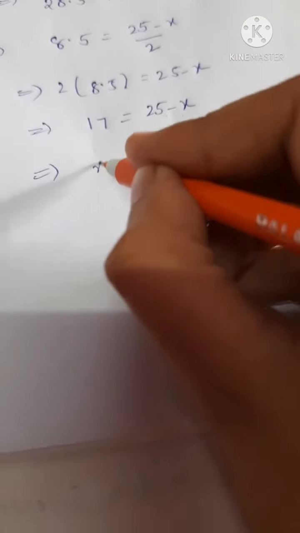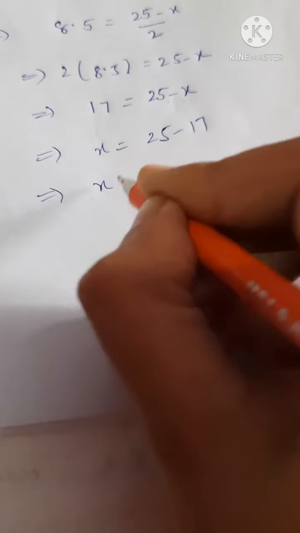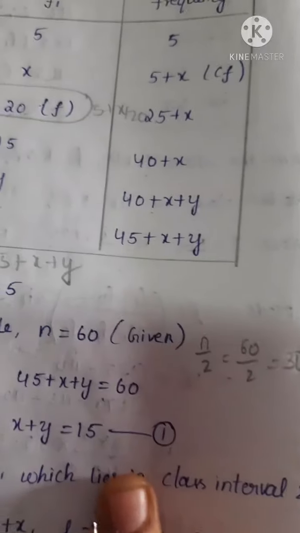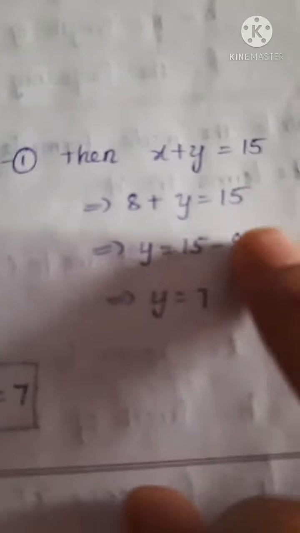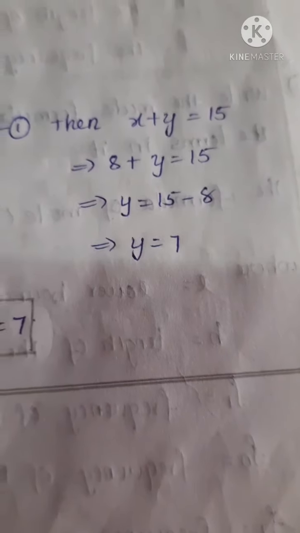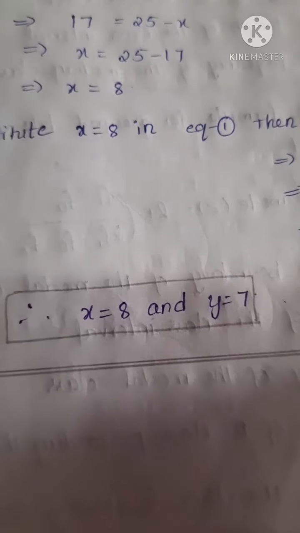So x is negative. Send that x to the RHS, it becomes plus x. Now 25 minus 17 gives the x value, 8. So the x value is 8. Substitute that x value in equation 1. In place of x put 8, so 8 plus y equals 15. y equals 15 minus 8, which gives 7. So the x value is 8 and the y value is 7.